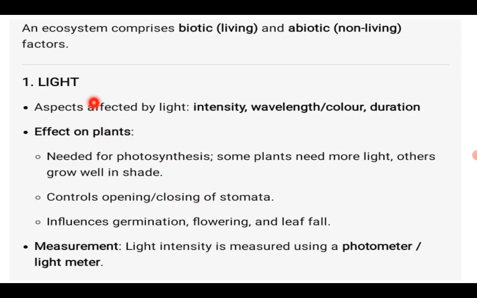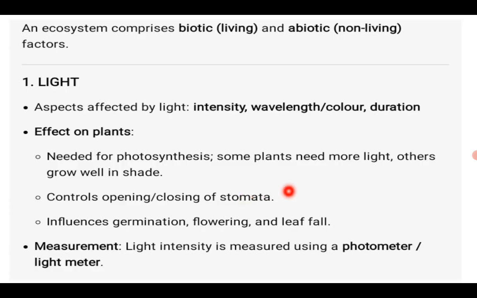So they will ask you, how does light affect an ecosystem? You will mention these points. Light is needed for photosynthesis by plants. And the light also controls the opening and closing of stomata during photosynthesis, especially during daytime. And other than that, it influences germination, flowering, and leaf fall.